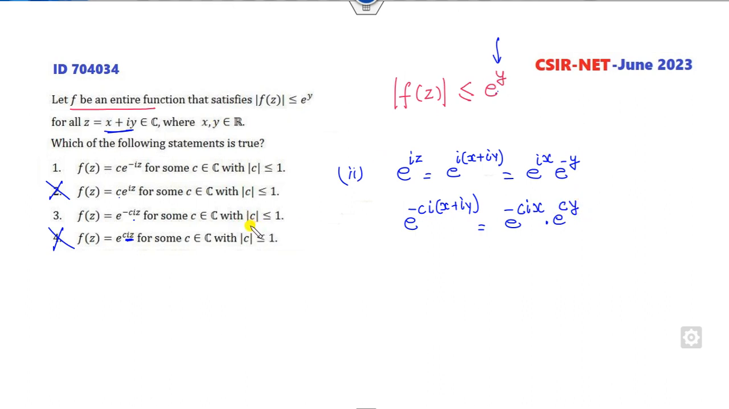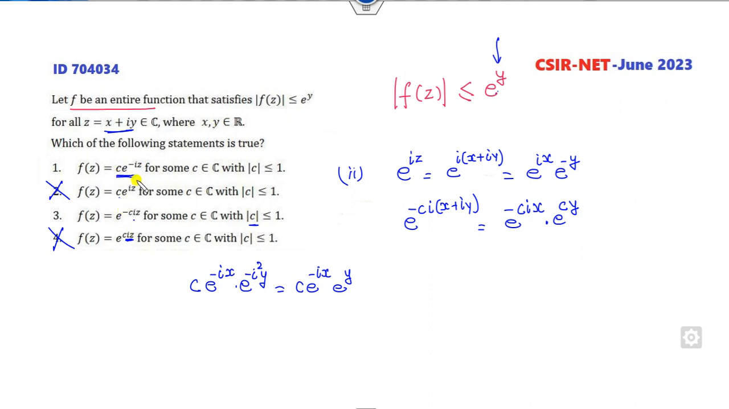But you may think that mod of c is less than 1. That may or may not be the correct answer. Look at this option first: c e raised to the power minus iota x into minus iota square y, that is c e raised to the power of e to the y. So the first and the third may be the right answer, but only one correct option is there.